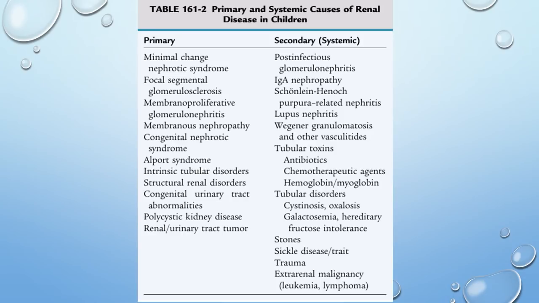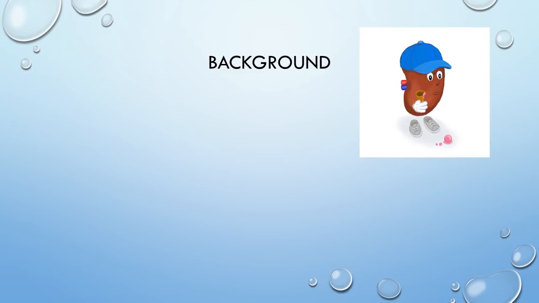This is a table from Nelson's that shows the primary and systemic causes of renal disease in children. We'll be going through the most important ones of these throughout this lecture. Let's start by giving a little bit of a background.